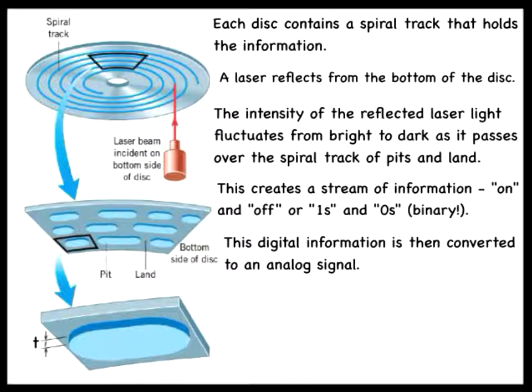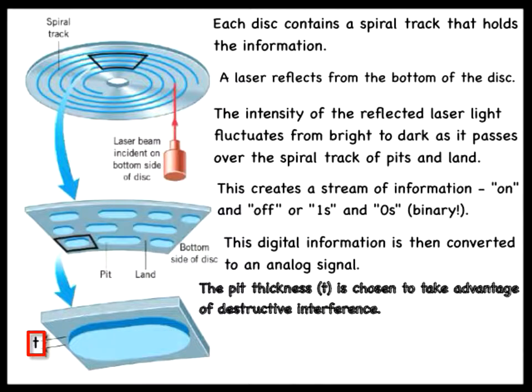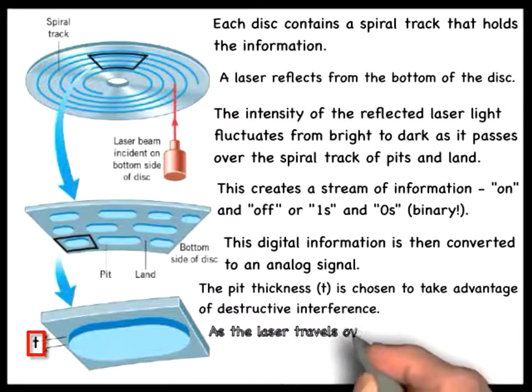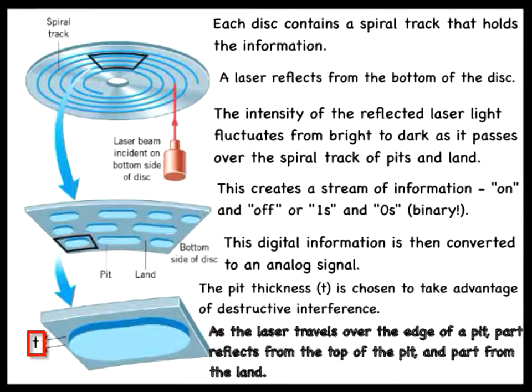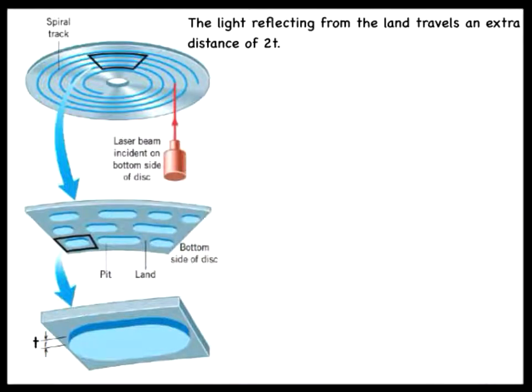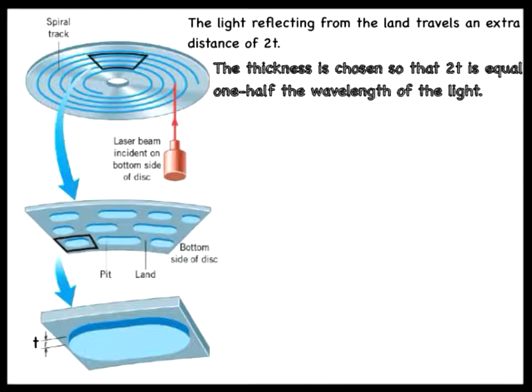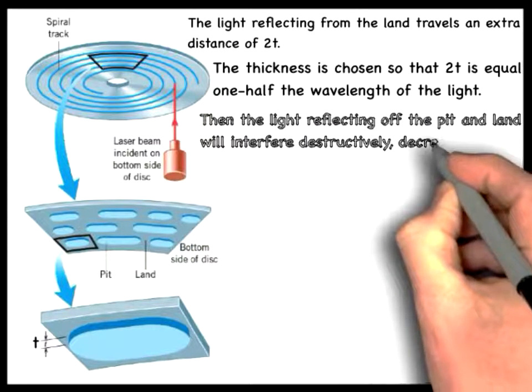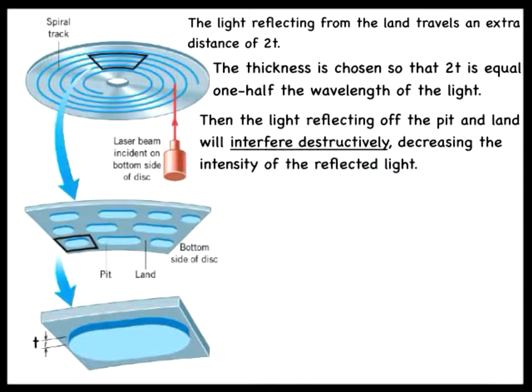To make the fluctuations easier to detect, the pit thickness t is specifically chosen to take advantage of destructive interference effects. As the laser beam overlaps the edges of a pit, part of the beam is reflected from the raised pit surface and part from the land. The part that reflects from the land travels an additional distance of 2t. The thickness of the pits is chosen so that 2t is 1/2 of a wavelength of the laser beam in the plastic coating. With this difference, destructive interference occurs when the two parts of the reflected beam combine.